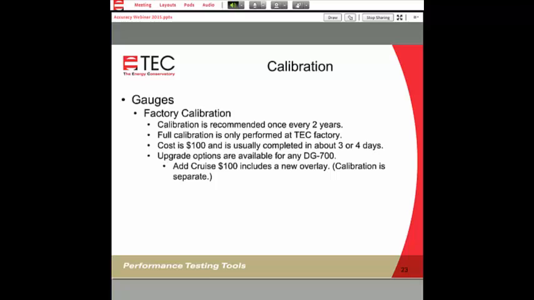Now the cost of that is $100. It usually takes us 3 or 4 days. We do still have the option to add screws to gauges, and that includes a new overlay. That's another $100 when that's separate from calibration. And we'll talk a little bit about what happens when we do repair on some things.